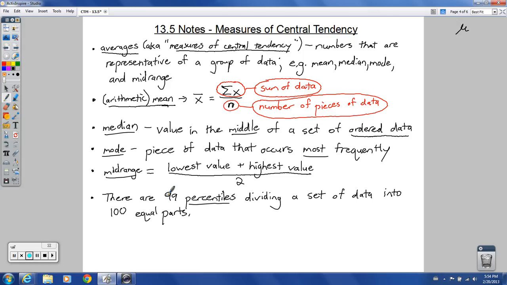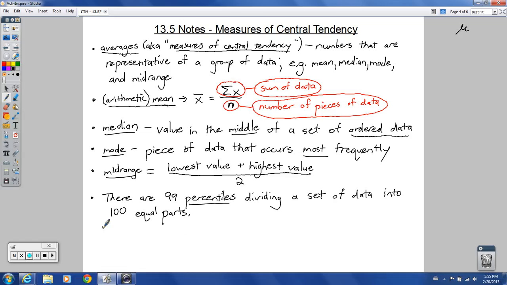Okay, there are 99 percentiles dividing a set of data into 100 equal parts. So 100 parts, 100%. We're not going to talk about this too much within the context of the examples, but if you scored in the 98th percentile, that means 98% of the population scored lower than you, and 2% scored higher than you. If you were in the 56th percentile, 56% are below you, and 44%, the remainder, would be above you.